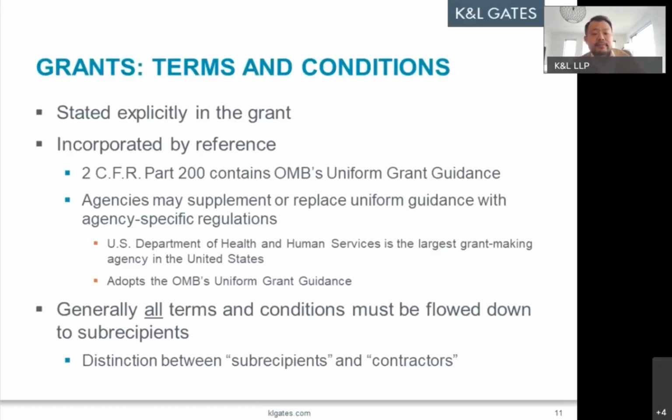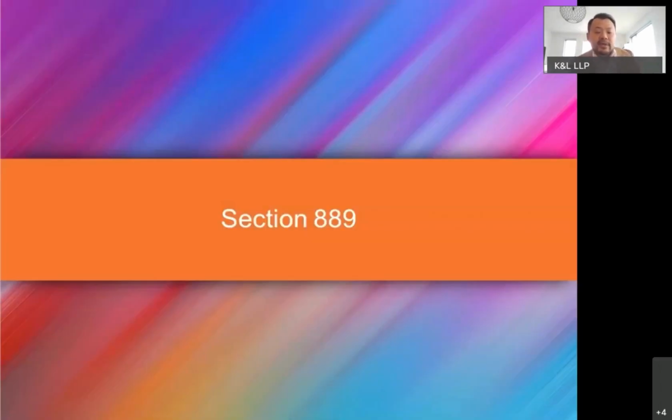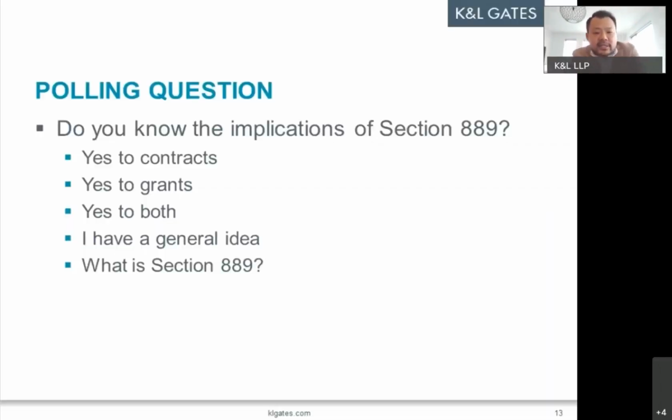Next slide. All right, so Section 889, which is a big reason why we're all here today. Next slide, please. This is something that's been out, in its first iteration, since August 13th of 2019, and it really has multiple parts to it. But let us take a polling question first before we jump right into it.